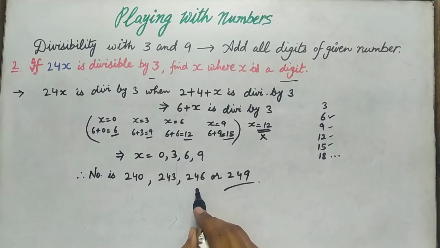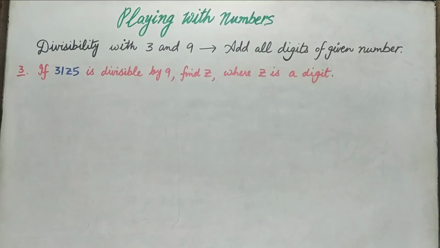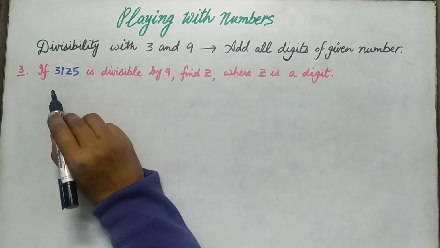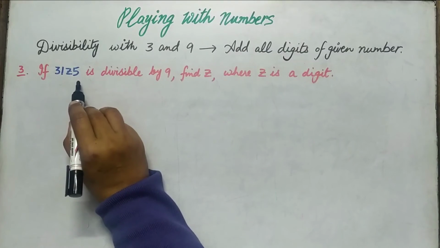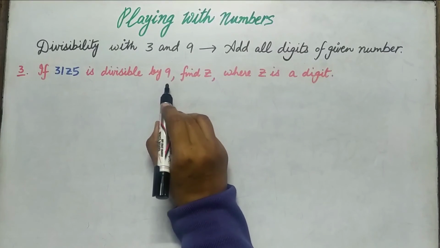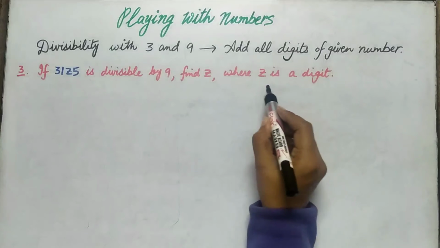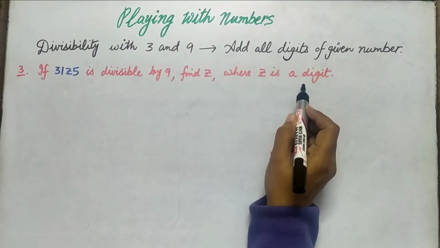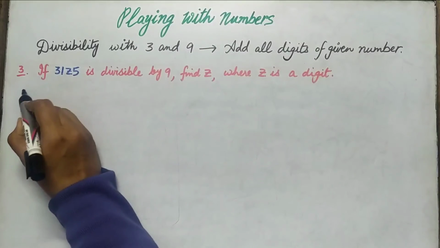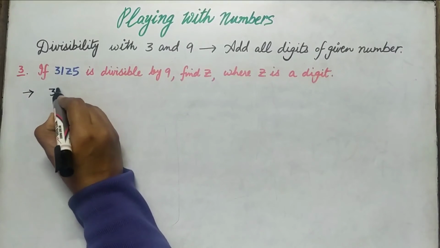Let us do one more sum. Third question says, if 31z5 is divisible by 9, find z where z is a digit. Again the same question, we have to check the divisibility with 9. We start with the same procedure.